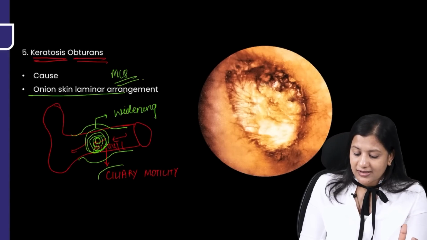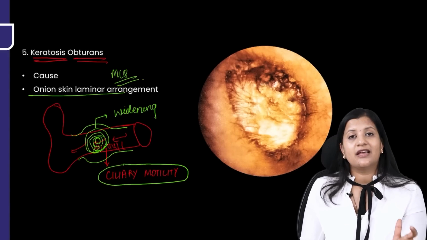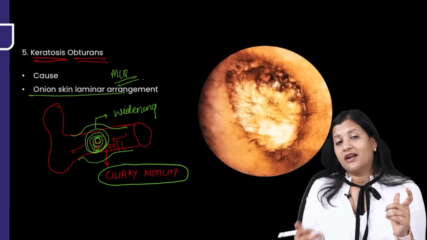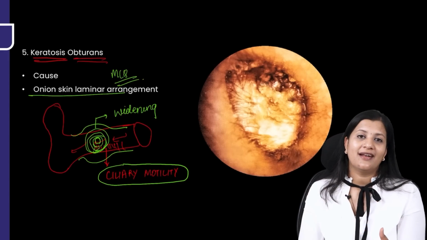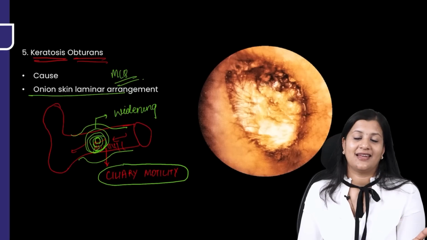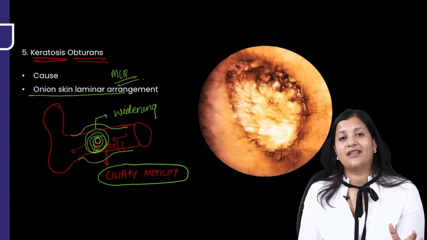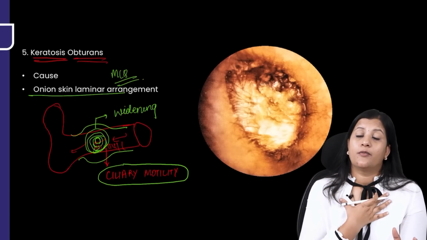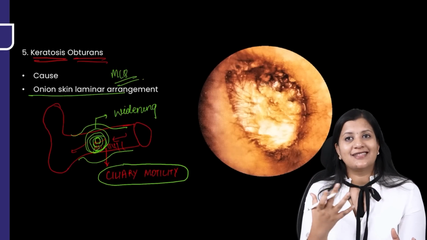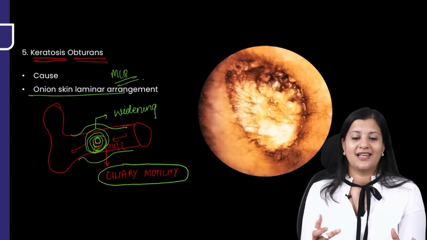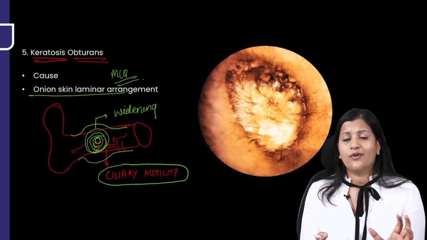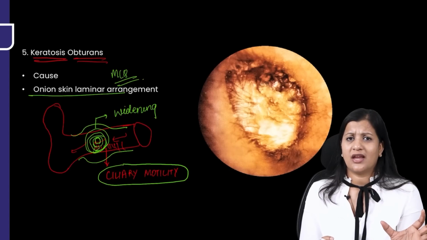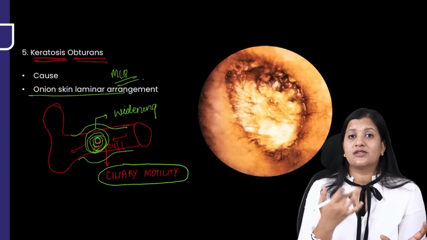We have learned this is associated with ciliary motility defects. So, can it be associated with other ciliary motility disorders? Yes, it can be associated with sinusitis. It can be associated with bronchiectasis, which are other ciliary motility defects. So, they can ask you which condition in your external auditory canal is associated with bronchiectasis or sinusitis.